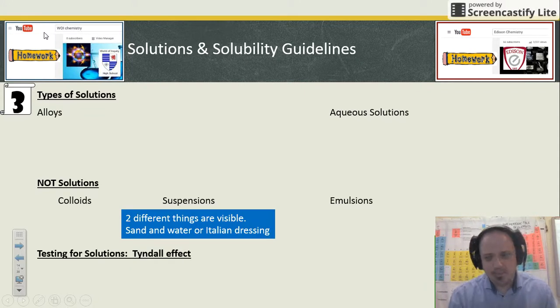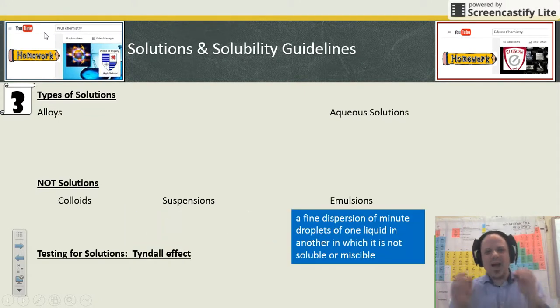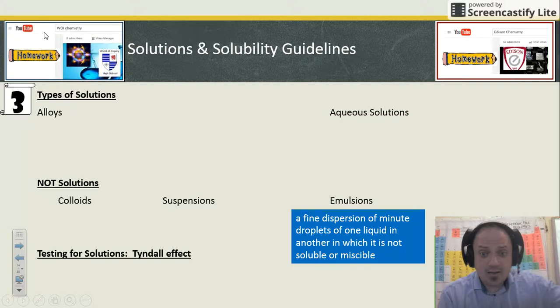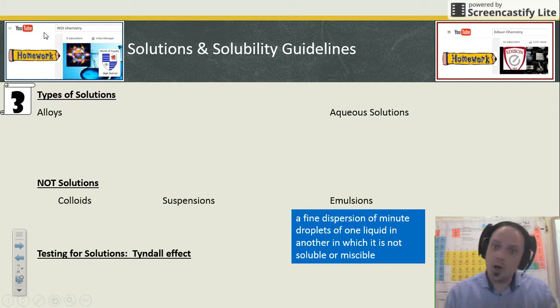That's a suspension. An emulsion is a fine dispersion of minute droplets of one liquid in which another is not soluble or miscible. So this way we get oil and water to mix by making an emulsion. Oil and water don't have the same polarity. Oil is nonpolar, water is polar. So they shouldn't mix normally. But if you treat the oil and make an emulsion out of it, the two will mix. But it's not truly a solution. Only true solutions are aqueous solutions and alloys, I suppose.